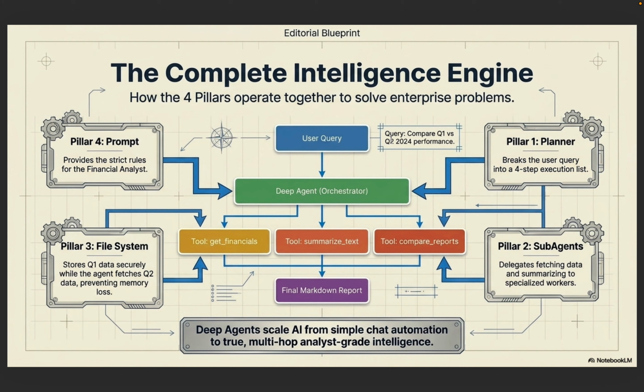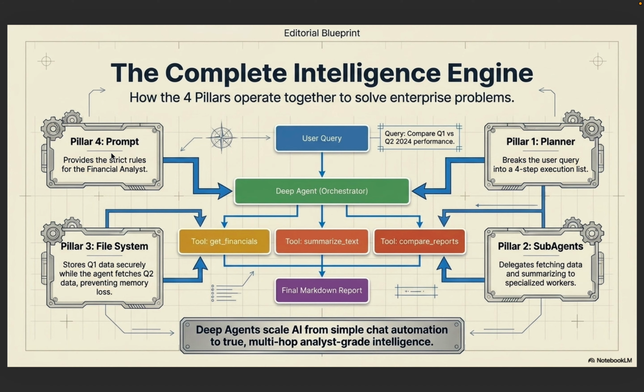Take the same question with Q1 and Q2. First, with pillar 1, the planning will be done, and based on the planning we will have the sub agents: compare report, summarize the text, and get financial information. Then we have the file system. The Q1 report will be saved into the memory, then the Q2 report will be saved into the memory. After that, it will take the Q1 and Q2 results and summarize them, then compare them and save to the final report. All the intermediate results will be saved into the file system.